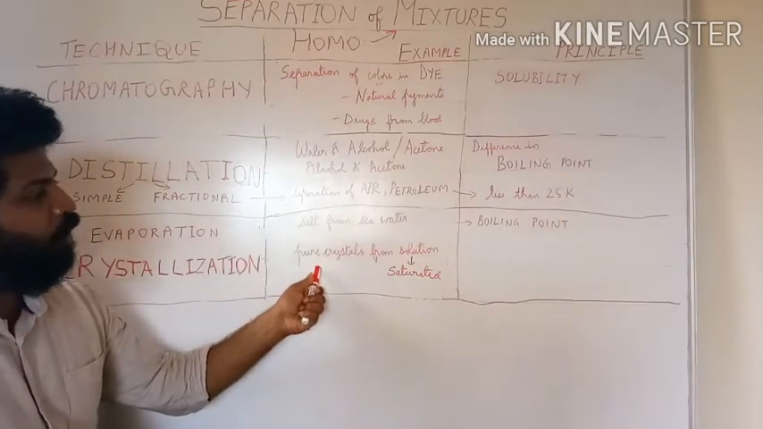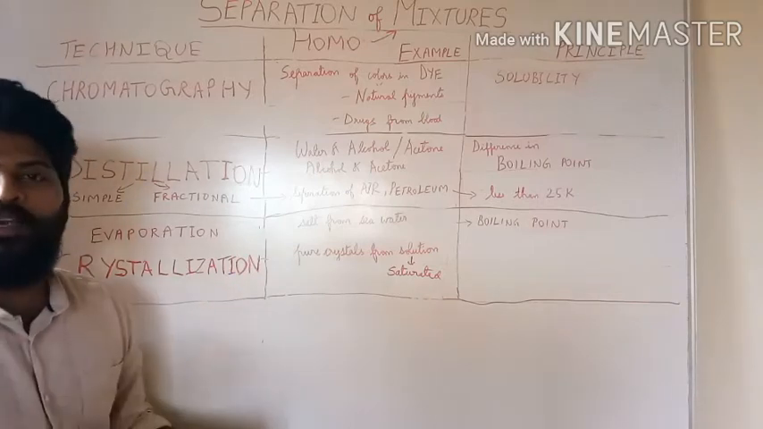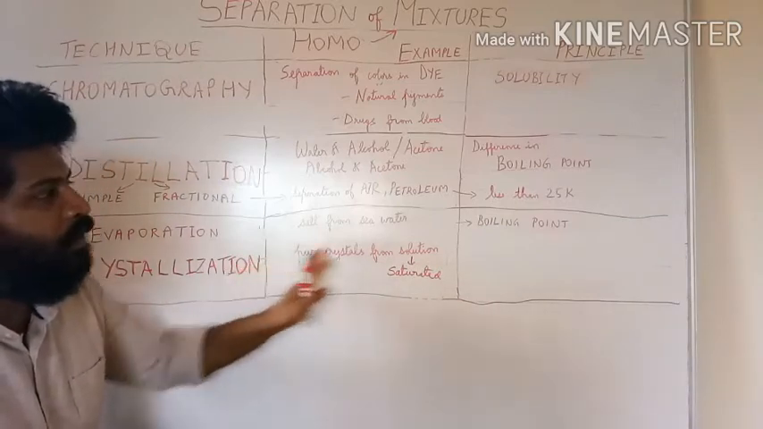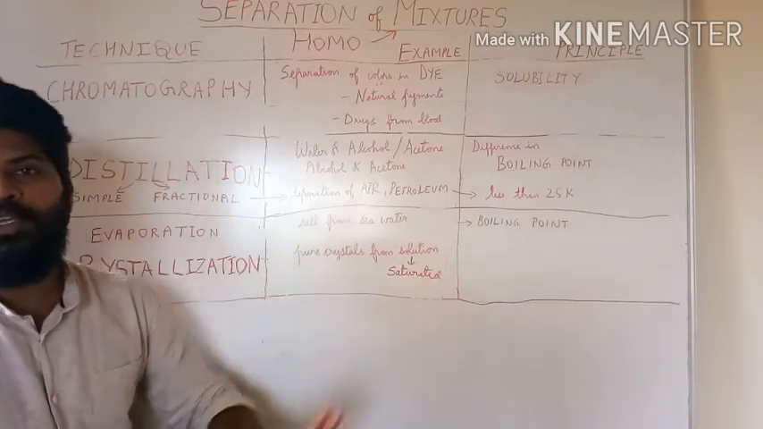In order to obtain pure crystals, we can go for a technique called crystallization to get rid of the impurities. So what is the basis for this technique? The difference in boiling point of the solute and the solvent.